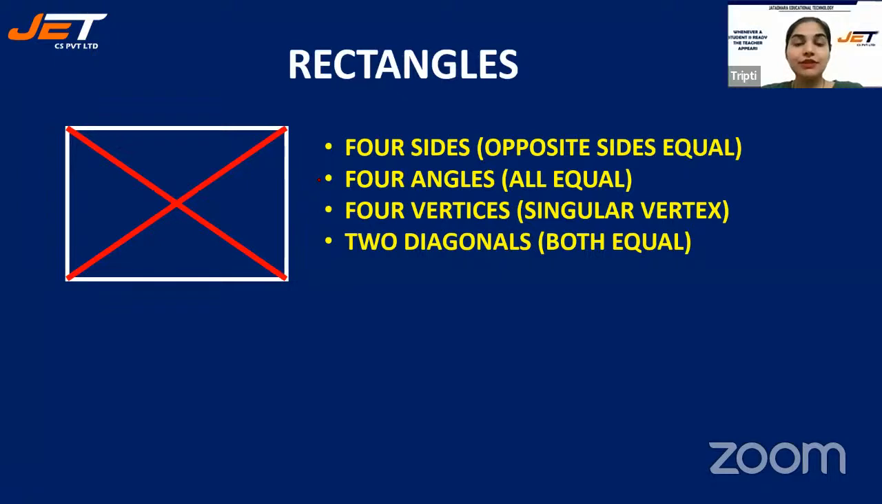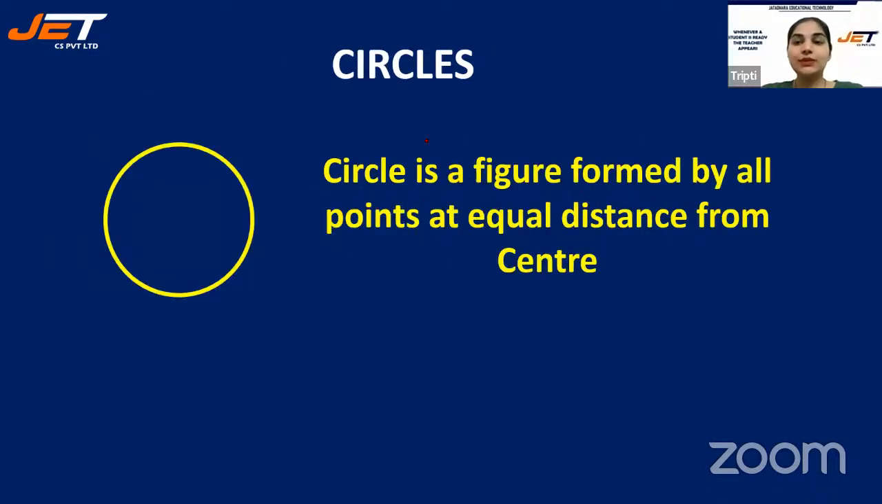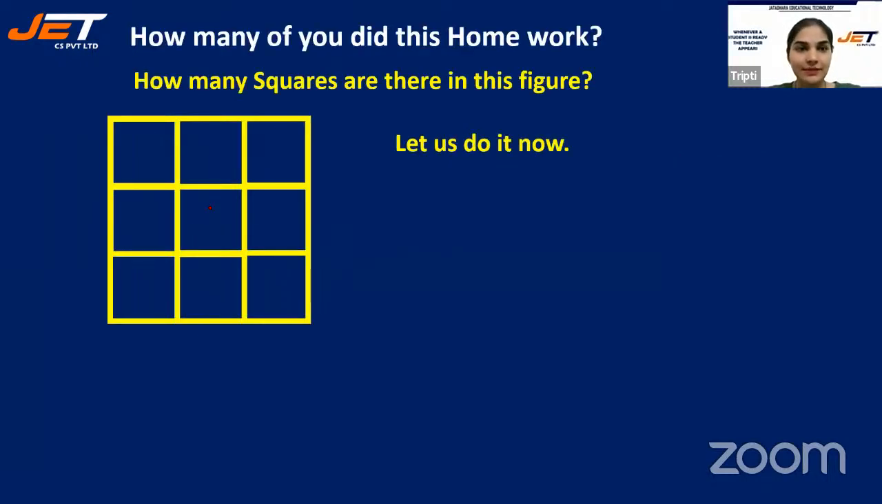And you know what is the difference between a square and a rectangle? The major difference is in a square, all the sides are equal, and in a rectangle, the opposite sides are equal. Only the opposite sides. Circle, what is a circle? A circle is a figure formed by all points at an equal distance from the center. If from the center you go to any point on the circle, anywhere, you will get the same distance.